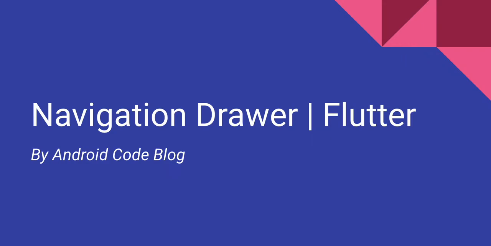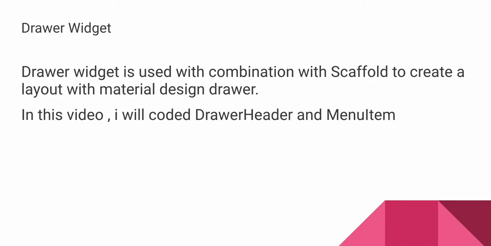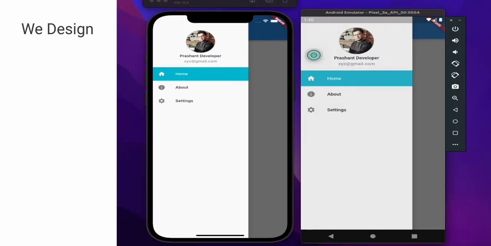In this video I will code about how to use the drawer widget in Flutter. The drawer widget is used in combination with the scaffold to create a layout with the material design drawer. In this step I will show how to use the drawer header and how we add the drawer menu item. And we will design the page like that in both Android and iPhone. So let's start the code.